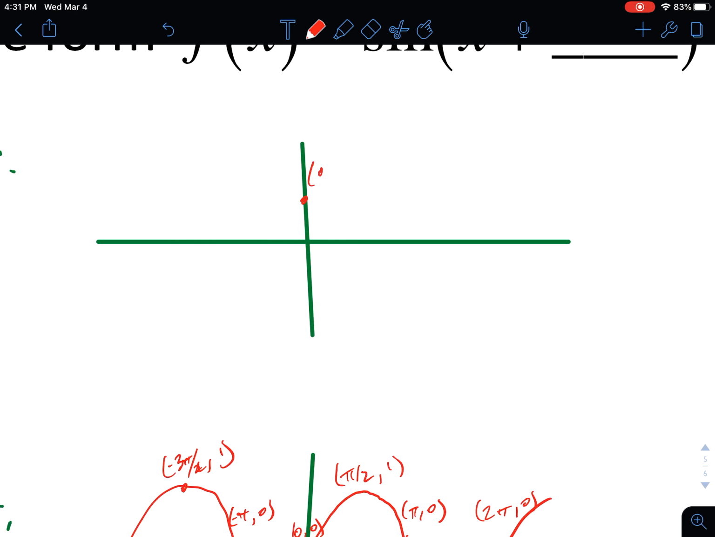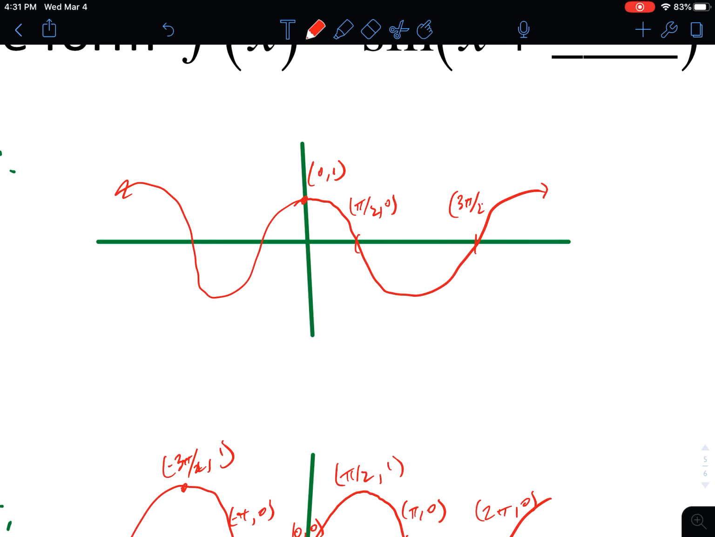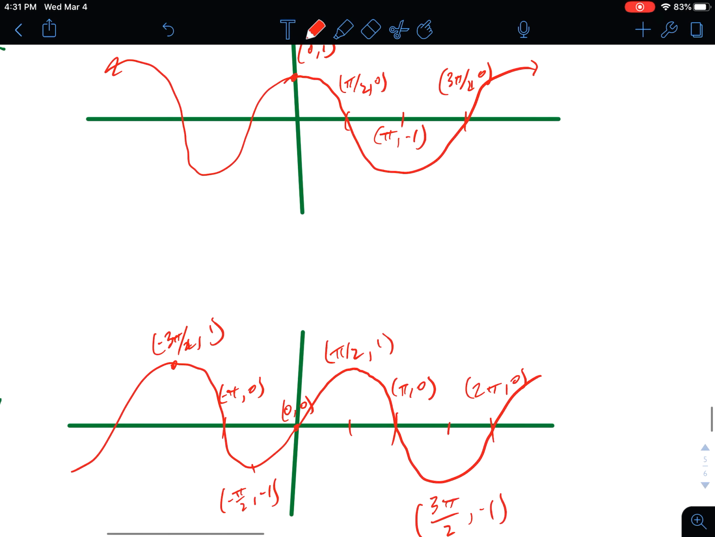Cosine, though, we saw started at 0, 1. And then from there, it resembles the sine curve, but shifted. So what were these points where we had zeros? Well, this was pi over 2. This was 3 pi over 2. So this would be 3 pi over 2, comma 0. Here would be pi, comma negative 1.